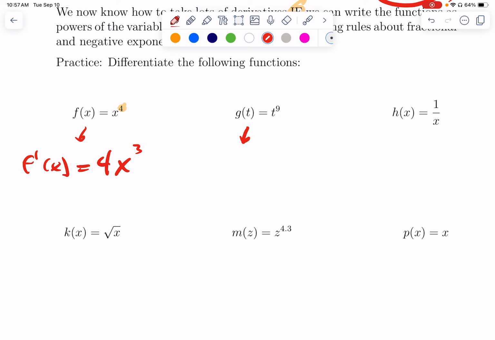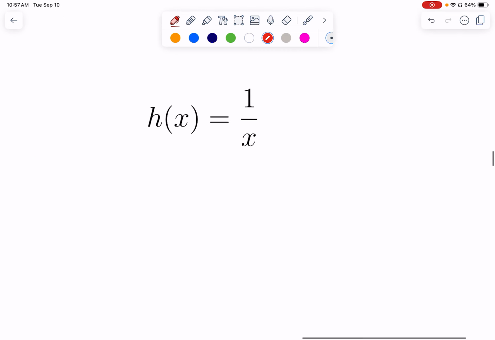Okay, try this one. What do you think g prime of t is? Follow that pattern and try to type it. So g prime of t, the 9 now comes in front, and the new power is 8. It gets smaller by 1.